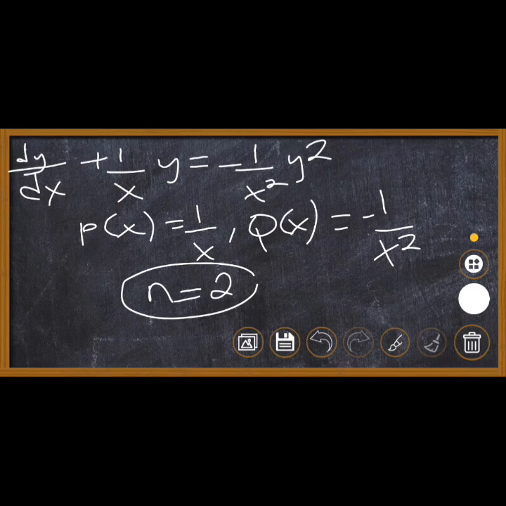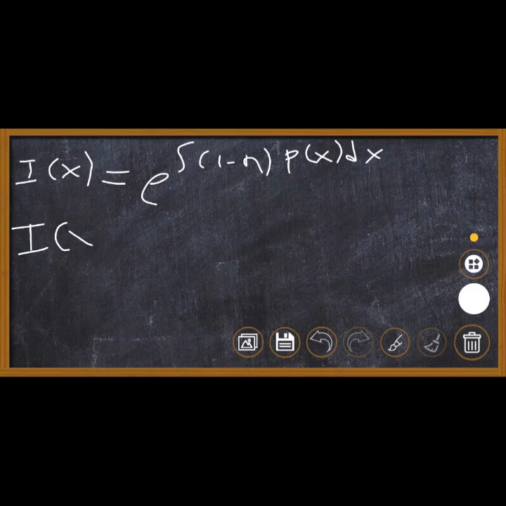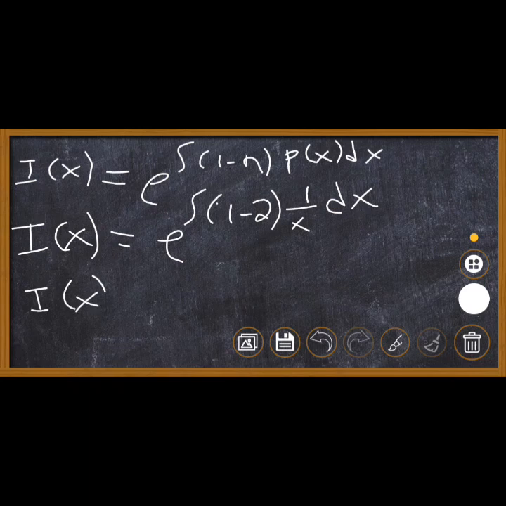So let's replace now. According to the integrating factor formula, this is the standard form of the integrating factor. We raise e to the power of the integral of 1 minus n, times p of x, dx. Let's replace. Make sure that you are writing the values so that you don't get confused. So in this case, we have 1 minus our n, which was 2, and then our p of x, which was 1 over x, then dx. So we're going to have the integrating factor equal to e to the power of, what is 1 minus 2? That's negative 1. So negative 1, then 1 over x dx.